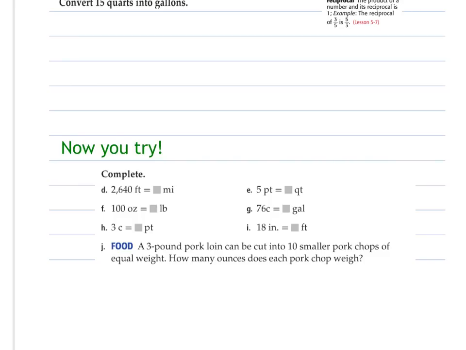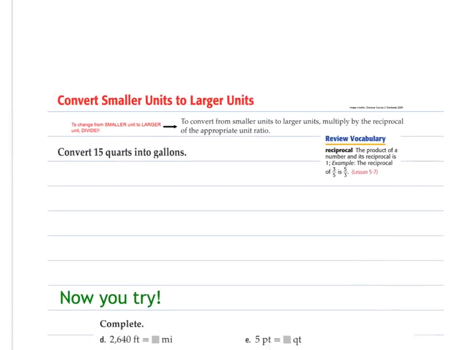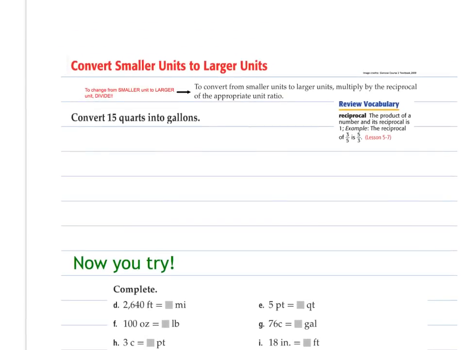So again, kind of messy, boys and girls, but try your best to use that chart and just write a ratio of what you know. Remember, a unit ratio, they're equal. So the top and the bottom are the same value. They equal 1 with different, they're the same measurement. So now, let's try to go from smaller to larger units.